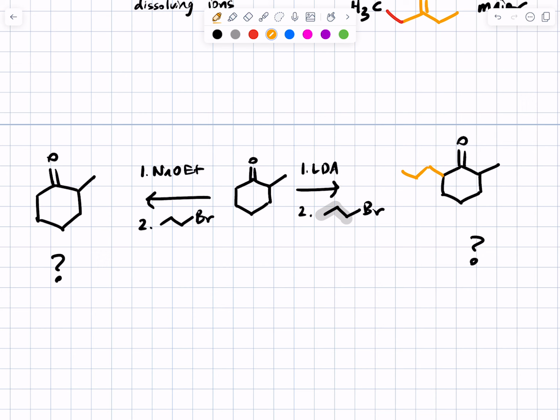But to repeat succinctly, LDA is a strong base. It makes the enolate irreversibly. And so the only thing that matters is which forms fastest. The less sterically hindered enolate forms fastest. And that's the less substituted one. That's where we get the alkylation. So on the other side, where does the three carbon unit go? On the more substituted one.